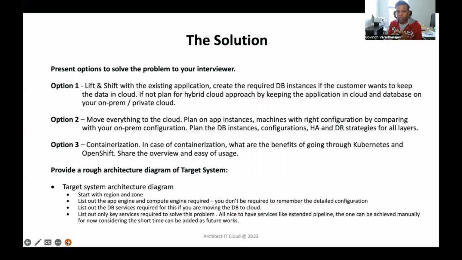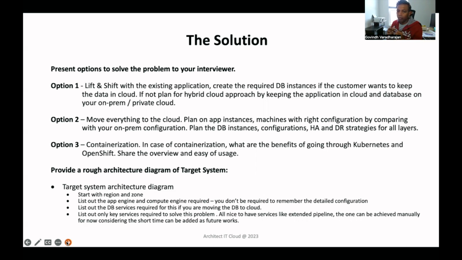I'm not mentioning any specific cloud service provider here. You might use AWS, Azure, IBM Cloud, Google Cloud, whatever it may be, but pick the right compute engine based on the scenario provided to you, and the configuration should match and be better compared to the legacy services. Okay, and also list out the DB services required if you are moving the DB also to the cloud, and list out only the key services required to solve the problem.